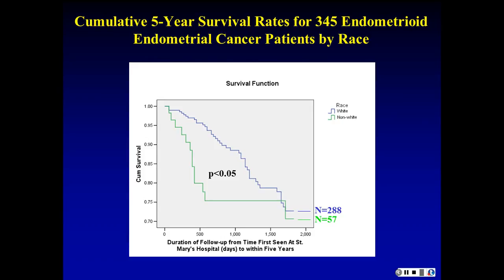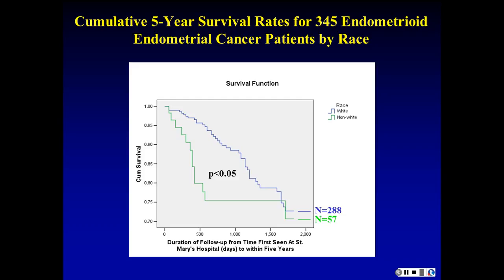All right, this is from Chris Chung's resident research project, and he looked at factors that impact cumulative 5-year survival rates in endometrioid cancer patients. One of the first things we looked at was race. Now you notice that these survival curves are comparing white and non-white groups, but really the non-white group only had one Asian woman in it, so it's essentially a black-white comparison.